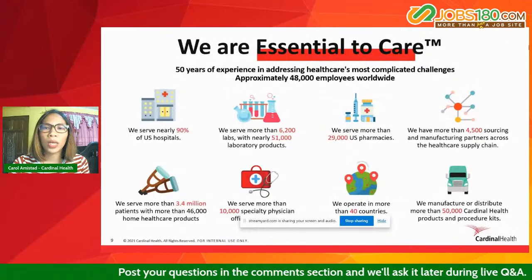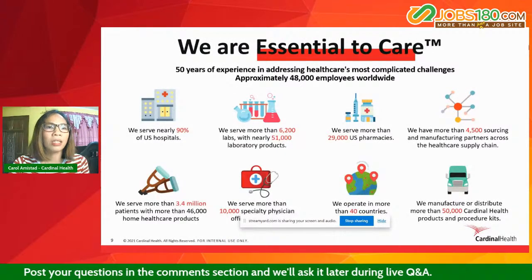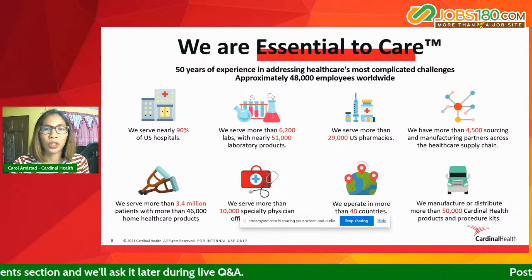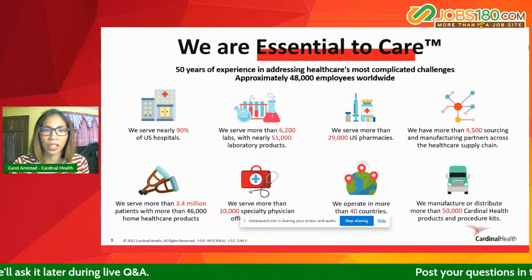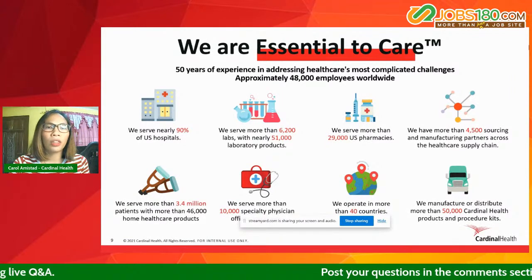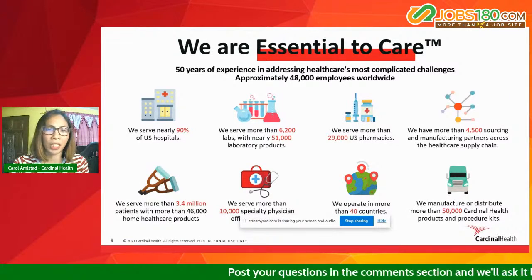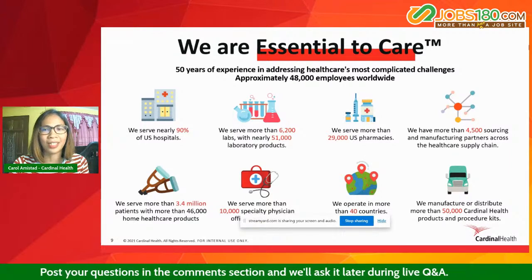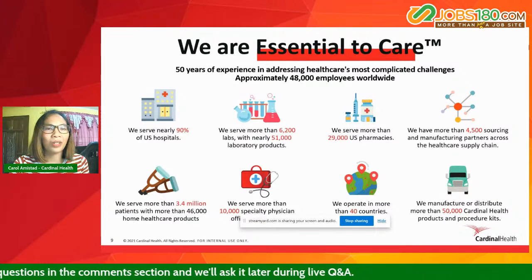We serve more than 29,000 US pharmacies. We have more than 4,500 sourcing and manufacturing partners across the healthcare supply chain. We serve more than 3.4 million patients with more than 46,000 home healthcare products. And we serve more than 10,000 specialty physician offices and clinics.